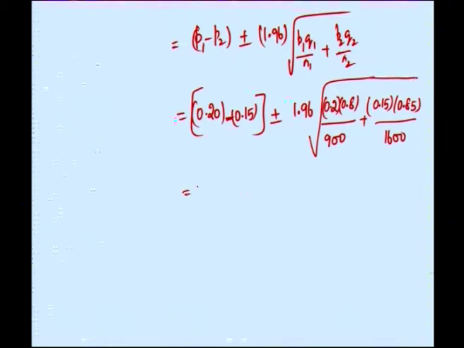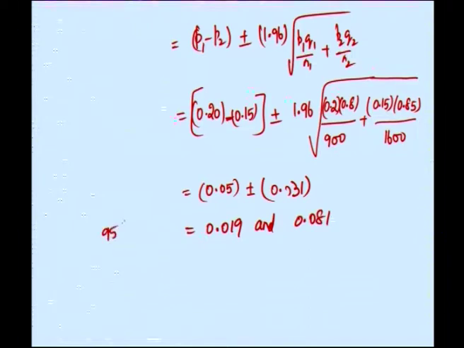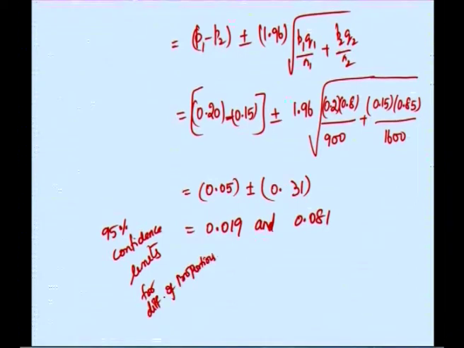Okay, and this value happens to be equal to 0.05 plus or minus 0.031. So, one value with plus and one value with a negative sign gives you 0.019 and 0.081. These are the 95% confidence limits for the difference of proportion.